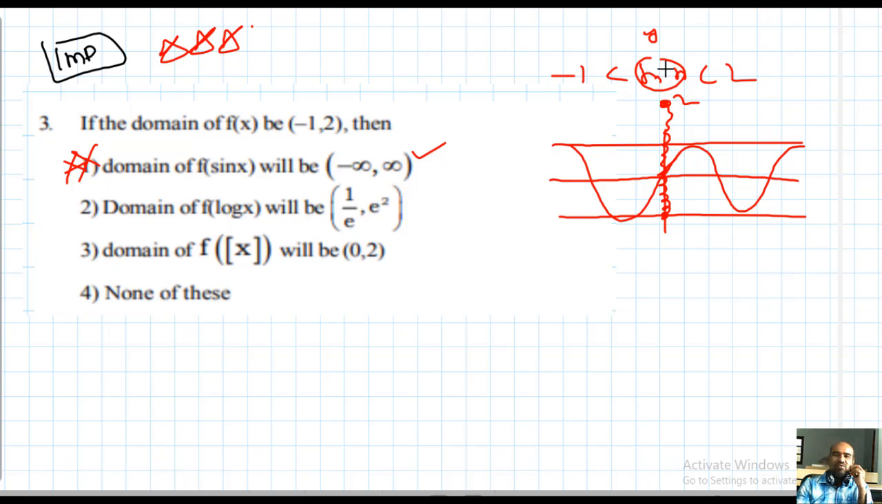Students, listen here. What values of x make sin x lie between minus 1 and 2? For example, what values of x make sin x lie between minus 1 and 1? I can say that it is all real numbers.